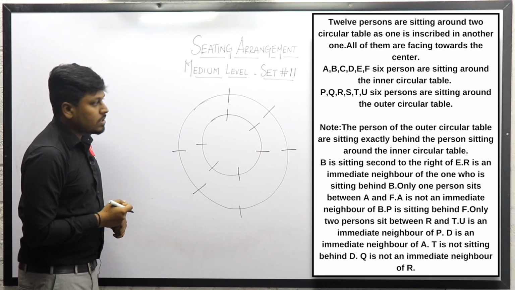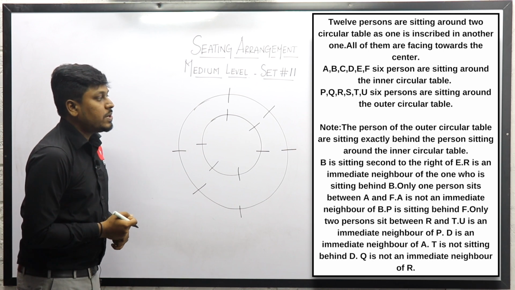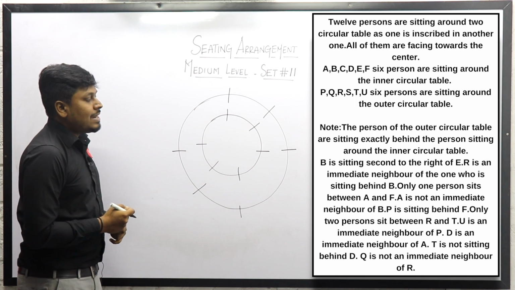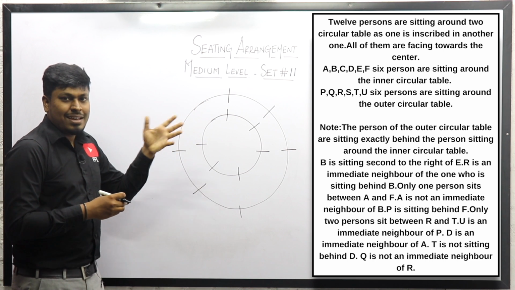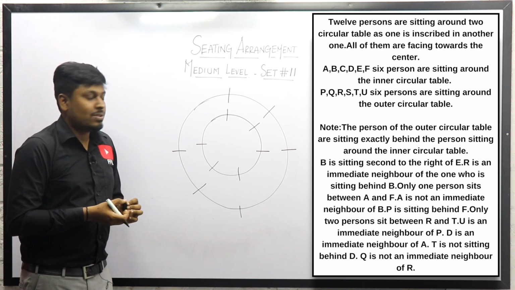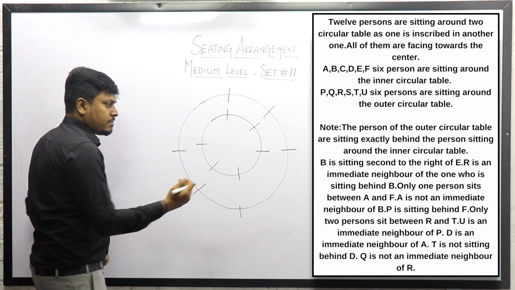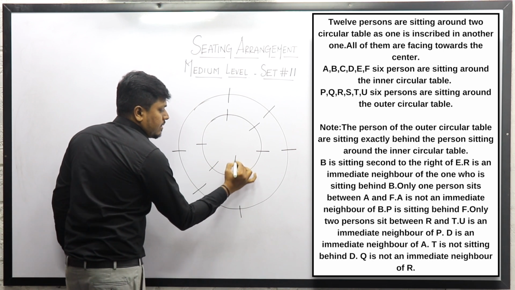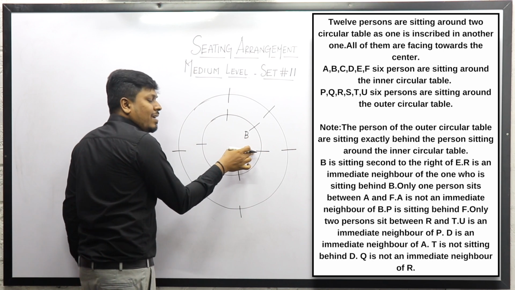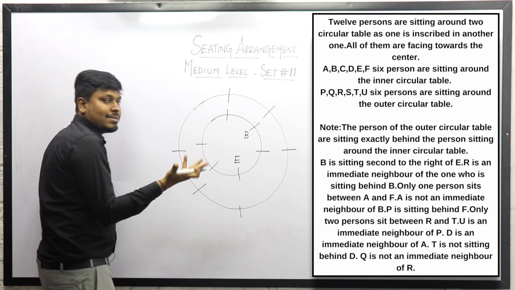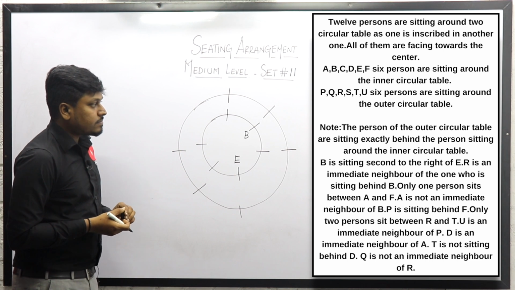Got that? So first point, B is sitting second to the right of E. So E's right hand side at a second place is B, and we already know that the persons E, B, A are sitting in the inner circle. So we can start here. E's right hand side at a second place is B. Even if you draw E here or E here, you are going to get the same answer. Got it?